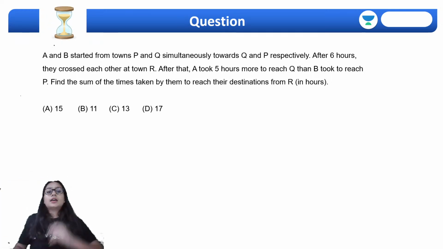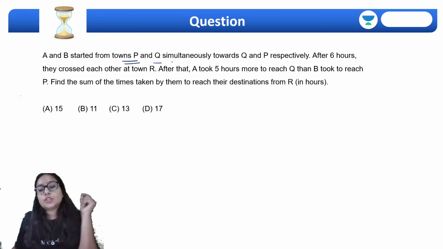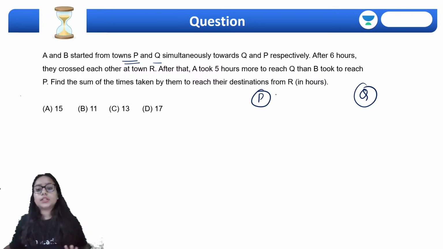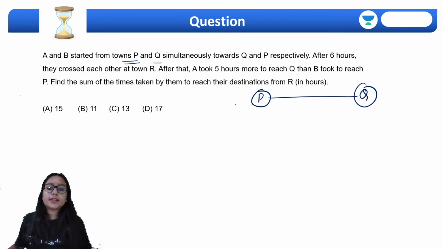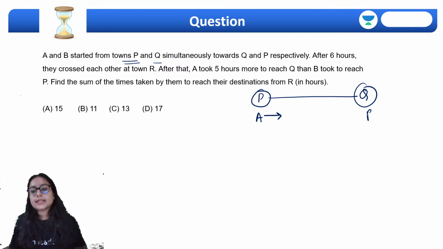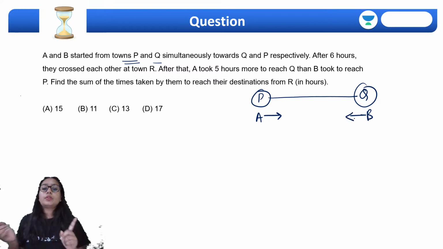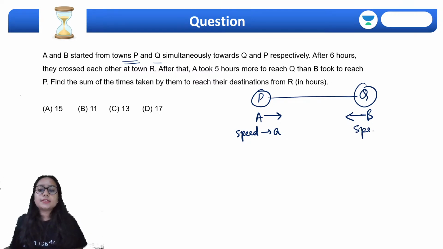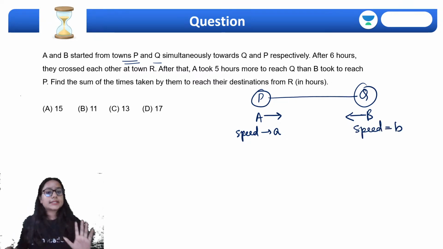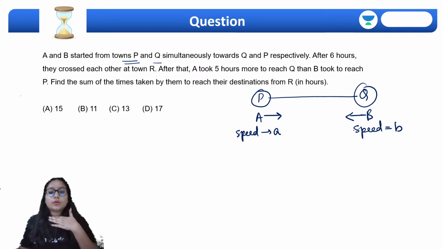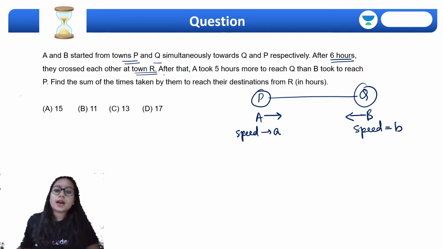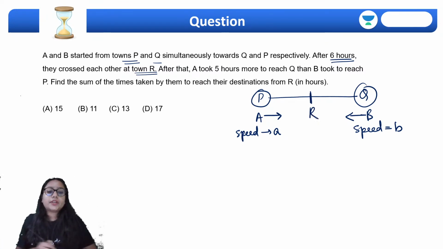So A and B started from towns P and Q. This was town P, this is town Q. I don't know the distance between both the towns. A started from town P, B started from town Q, to travel in opposite directions. Now let us take the speed of A as A and the speed of person B as B. This is our assumption. Now, after traveling for 6 hours, they cross each other at town R. So let us take somewhere in between we have town R.